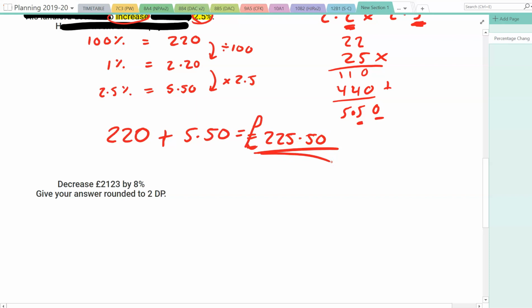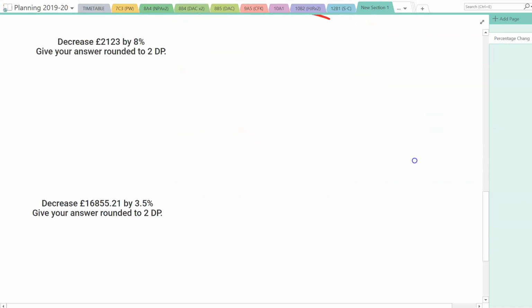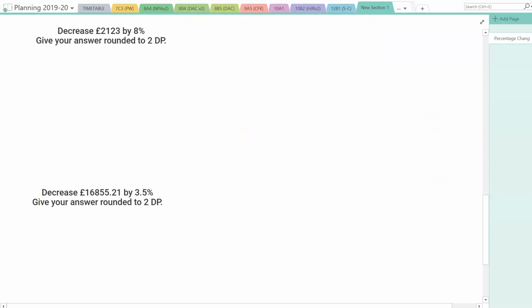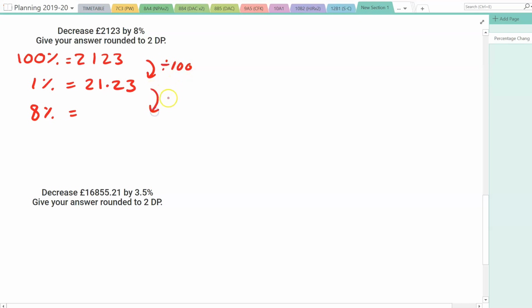There you go. Okay, getting there. So 2, 1, 2, 3. That's 100%. So 1% is that divided by 100, which is 21.23. And we want 8%, so I'm going to have to multiply by 8. So divided by 100. Now multiply by 8. So 21.23 multiplied by 8.